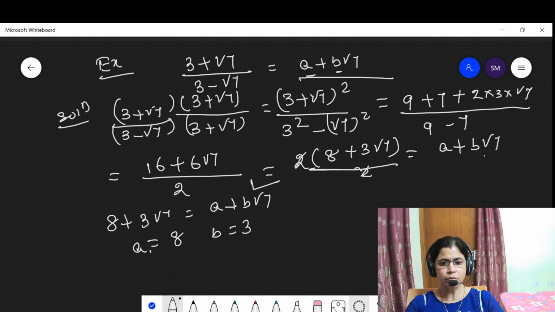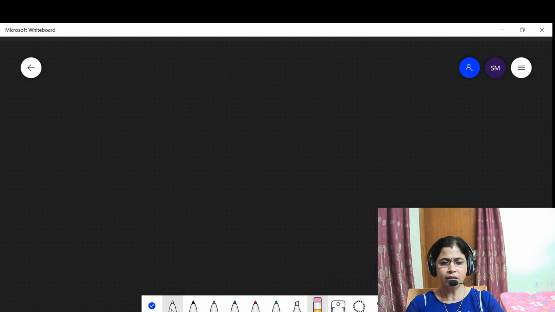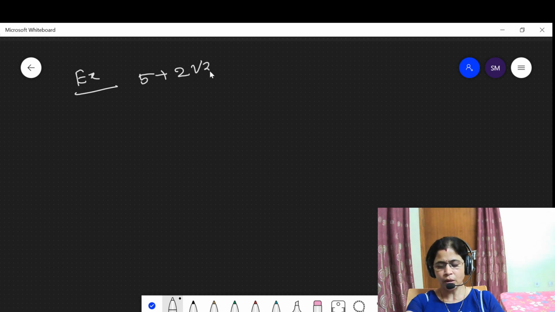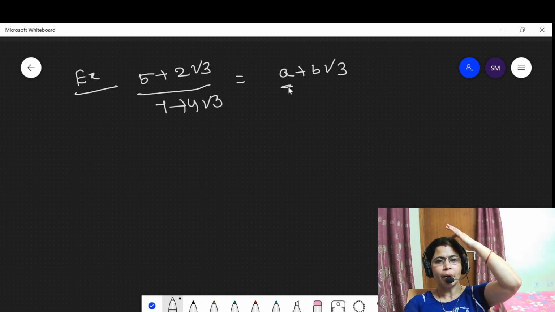Now let us solve another question. And please students, do your worksheets and examples, from any textbook you follow, the NCERT book, and ask me your doubts. Here another question says 5 plus 2 root 3 upon 7 plus 4 root 3 is equal to a plus b root 3. Here also you have to find out the value of a and b.